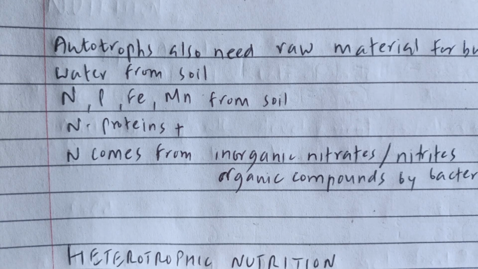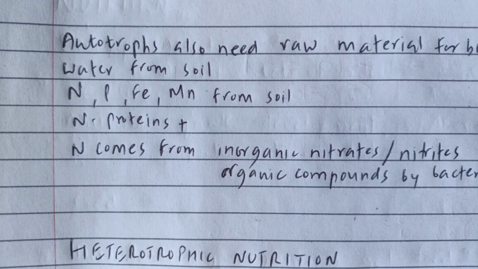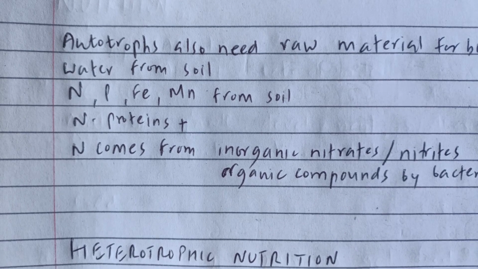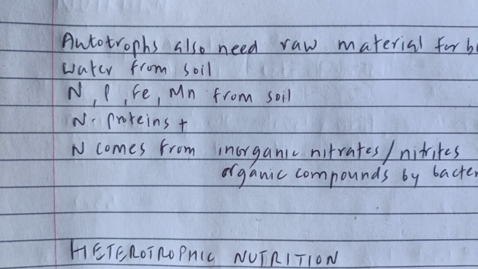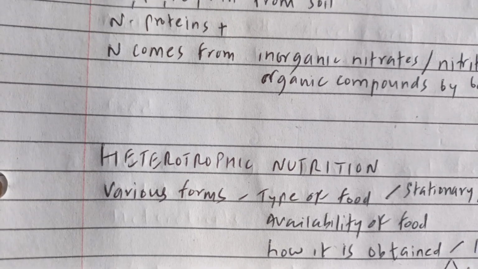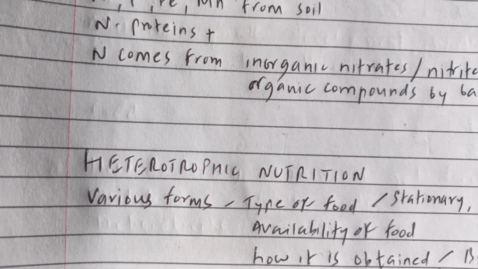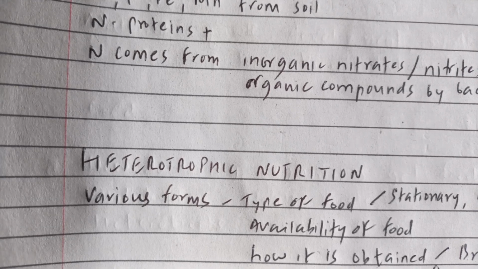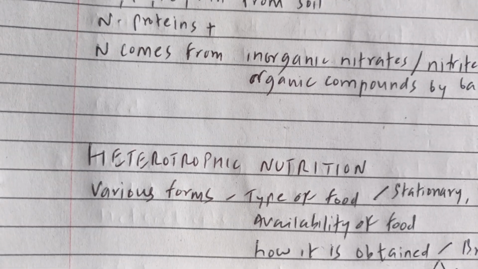And nitrogen is the substance that they can also take from bacteria. These bacteria fix the nitrogen from the environment, and it's called nitrogen fixation, or it can come from inorganic nitrates and nitrites. So nitrogen is used for making proteins and other compounds. Now, the very important topic, heterotrophic nutrition, and this will include organisms including the human being.